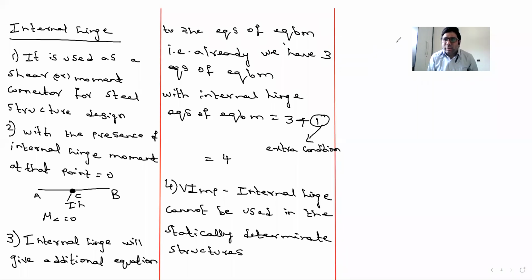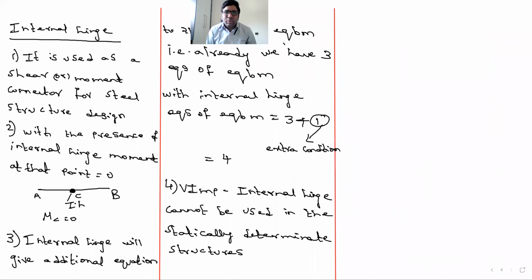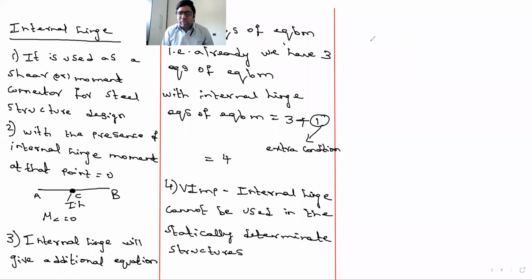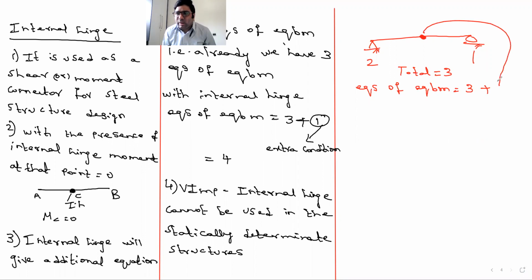So you have a simply supported beam and a roller here. You have an internal hinge here. Now, how many reactions here? 2. How many reactions here? 1. Total will be 3. And how many are the equations of equilibrium? Equations of equilibrium are 3, plus this one condition also will come, so 4. So now what is this? Minus 1. Can we have a beam with minus 1?